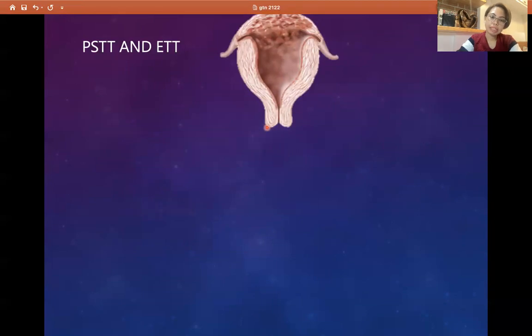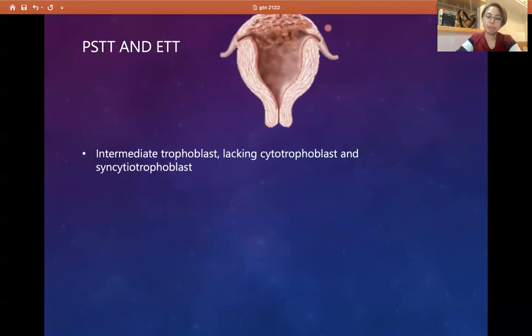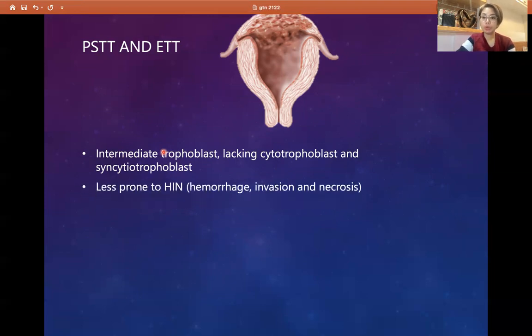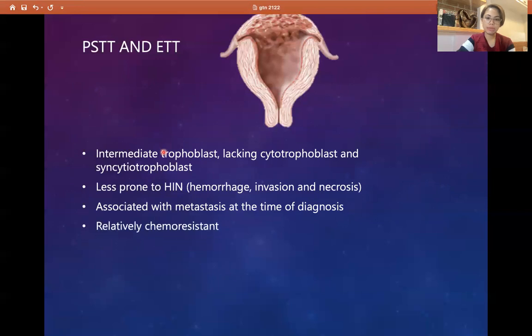How about the PSTT and ETT? So in the histology, what we see instead of cytotrophoblast and syncytial trophoblast, we see our intermediate trophoblasts. So these are less prone, unlike choriocarcinoma, to hemorrhage, invasion, and necrosis. However, these are most commonly associated with metastasis at the time of diagnosis. And unfortunately, it's relatively chemo-resistant.